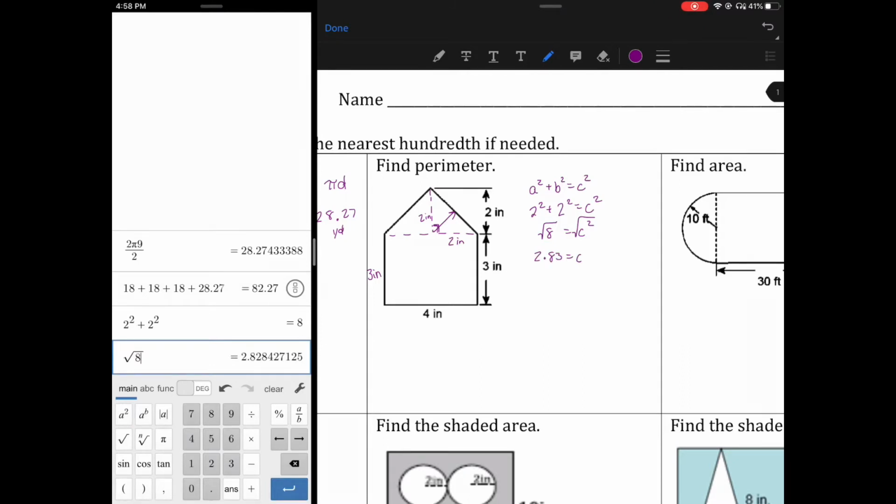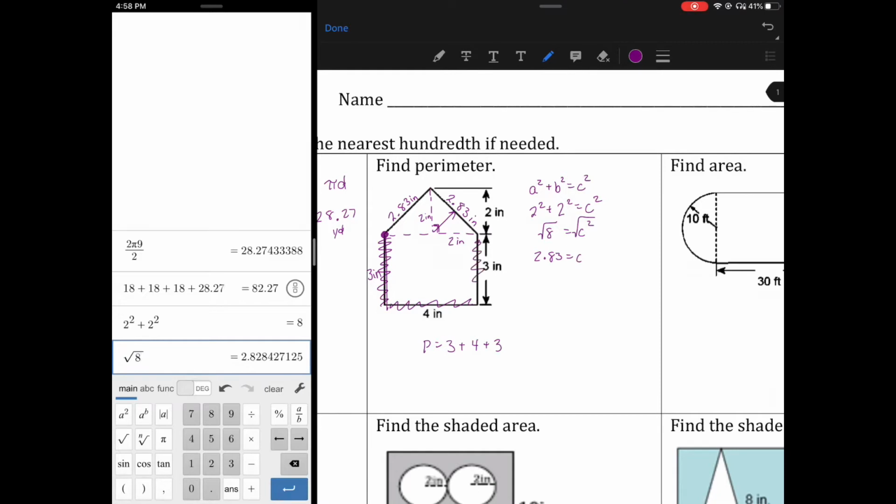So now I know what those diagonal lengths are. And with that knowledge, I can find the perimeter of my composite figure. I'm going to start right here, and I'm just going to go around the outside. So my first side is 3 inches. My next side is 4 inches.